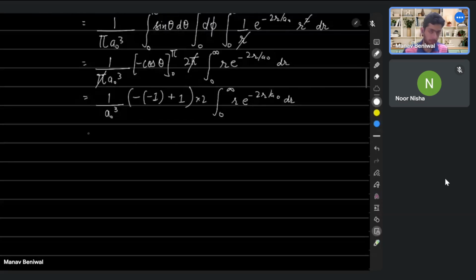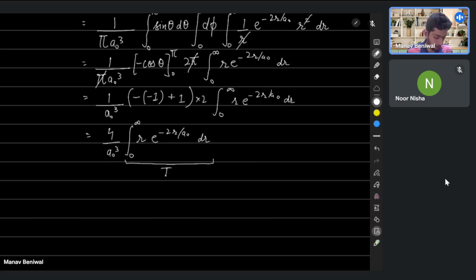So this is 1 plus 1, 2 times 2, so this is 4 by a naught cube integral r e to the minus 2r by a naught dr, 0 to infinity. Okay, good. So we are getting somewhere now. Now we just need to solve this integral. Let us call this integral as I.